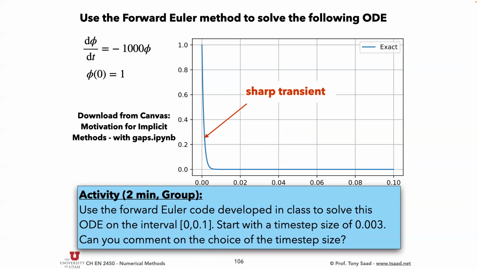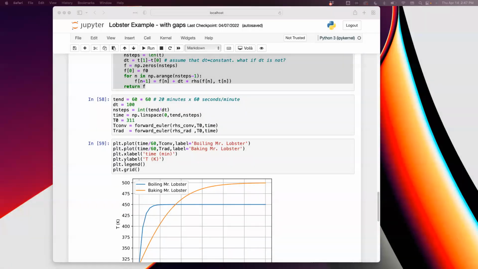Then start changing your time step size. Play around with it, just like we did for the lobster. Change your time step size and let's see what happens. So start with delta t equals 0.003, and then increase it or decrease it, and let's see what happens.